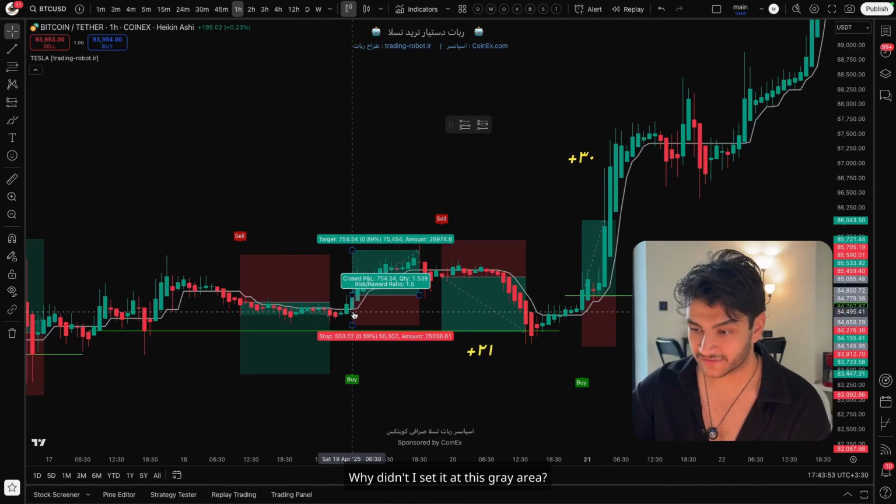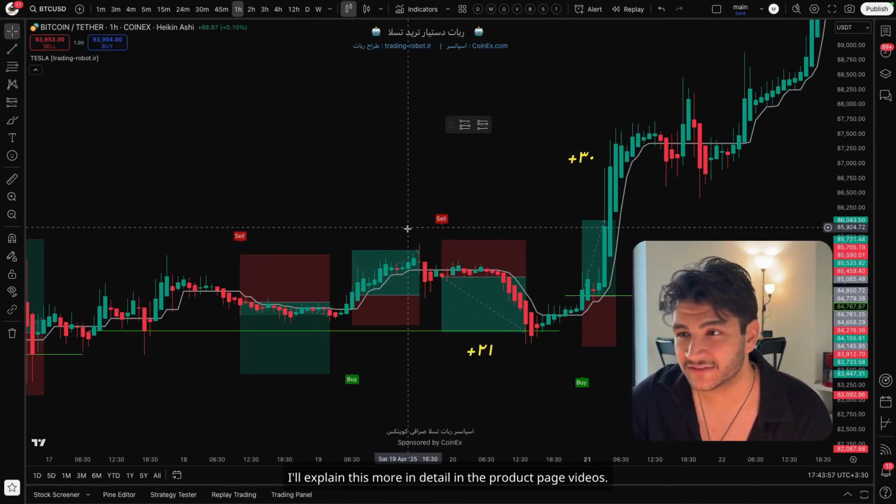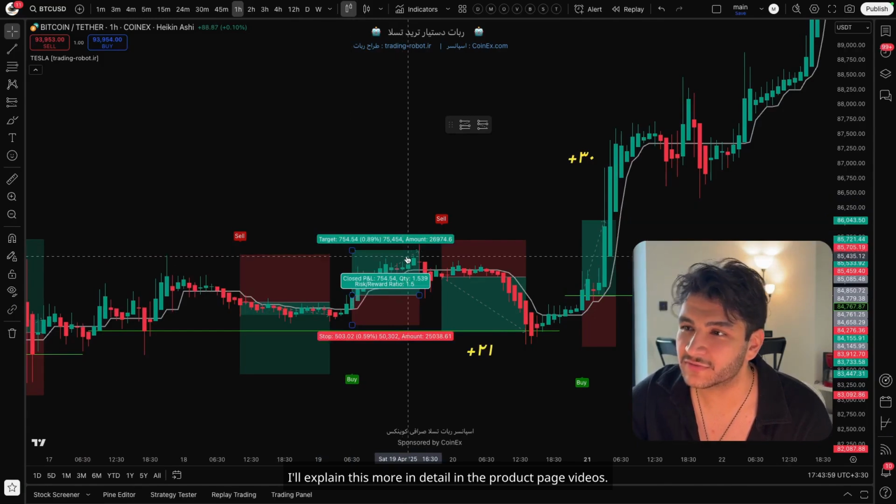Why didn't I set it at this gray area? Because it's too close to the candle, it wouldn't make sense. I'll explain this more in detail in the product page videos.